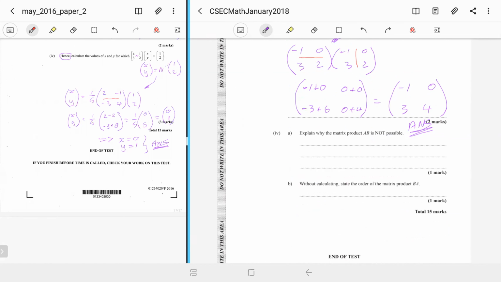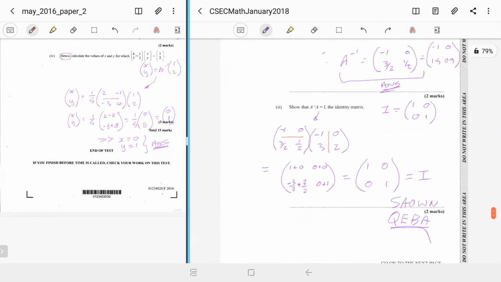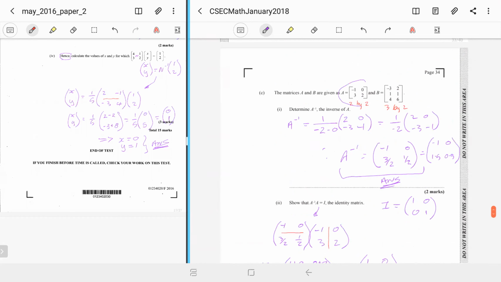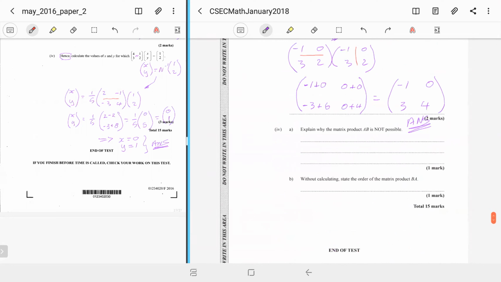Explain why the matrix product AB is not possible. Similar question to what they just asked a while ago. Let's look back at AB. See A up here and B up here. Not possible. Why is it not possible? Because the columns in B are more than the rows in A.